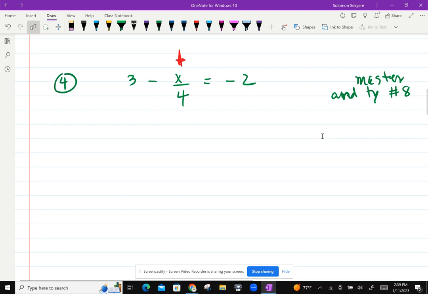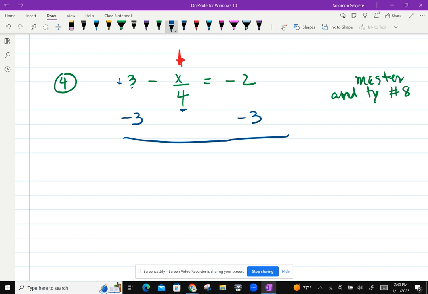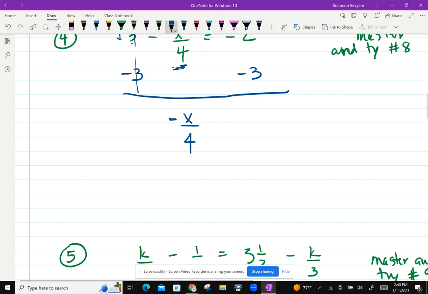Okay, what about this one right here, number 4? Identify your variable, right? Move this integer here. And this integer is what? There's no sign before it, so it is plus 3. Don't let this sign here mislead you. This 3 is positive, so we're going to subtract. Once we move this 3 away, what do we have left on the left side? Be careful. You have negative x over 4 left. Do not say you have x over 4. Do not forget the negative sign. It's equal to what? What is negative 2 minus 3? Negative 5.